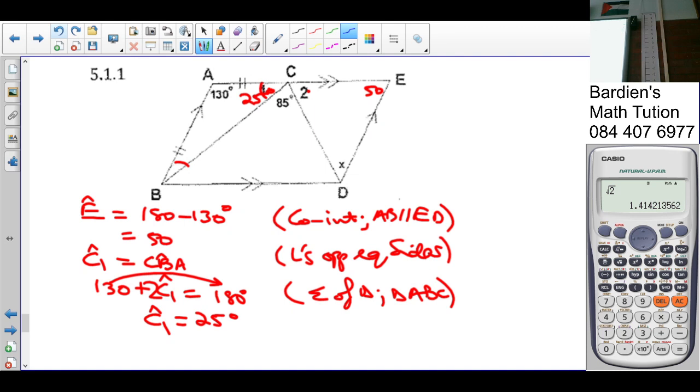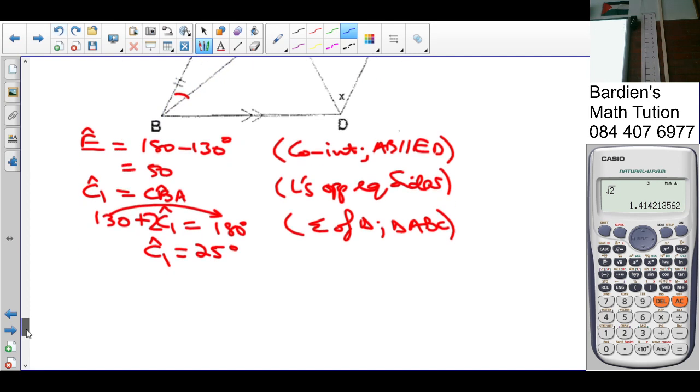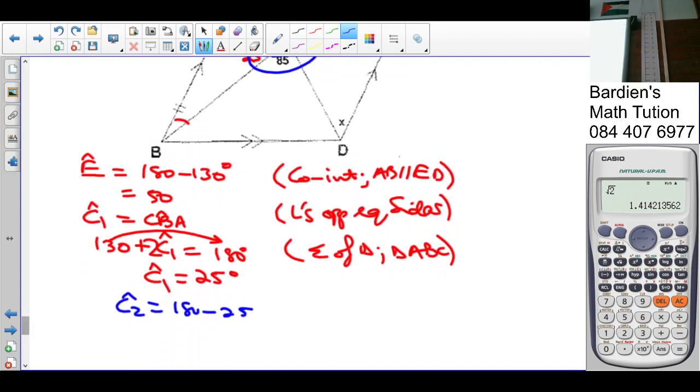Now what? Angles on a straight line. Or I could have said exterior angle is equal to sum of two interior opposite angles. That could also work, no? But since we saw the angles on a straight line first, let's use that. So it's going to be C2. Angle C2 is equal to 180 minus 25 degrees minus 85 degrees. Angles on a straight line.